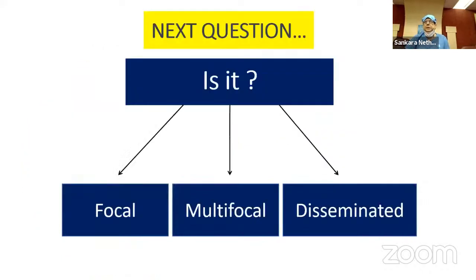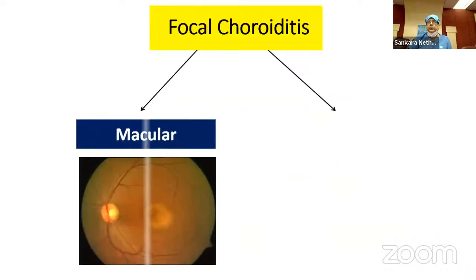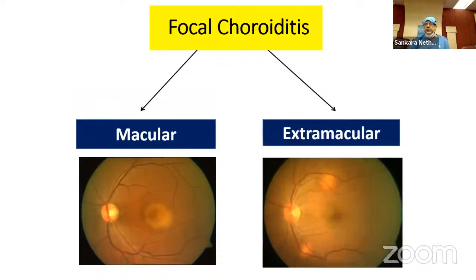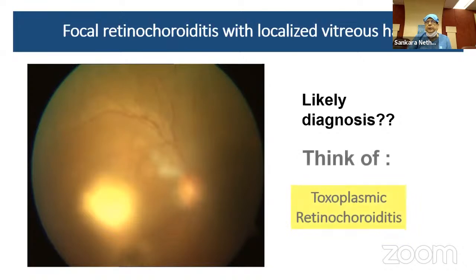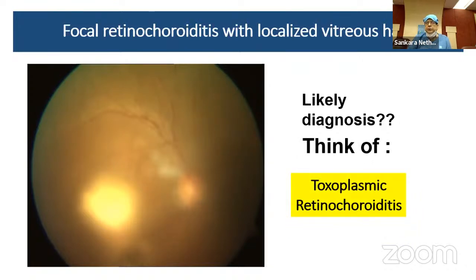Next question: is it focal, multifocal, or disseminated? Focal choroiditis can be macular, where it can be vision threatening and you need urgent treatment, or extramacular, and there also you need to investigate for the cause and treat accordingly. When you see a focal retinochoroiditis with localized vitreous haze, the most common differential diagnosis would be toxoplasmic retinochoroiditis. And you should give anti-toxoplasma treatment after investigating for toxoplasma.